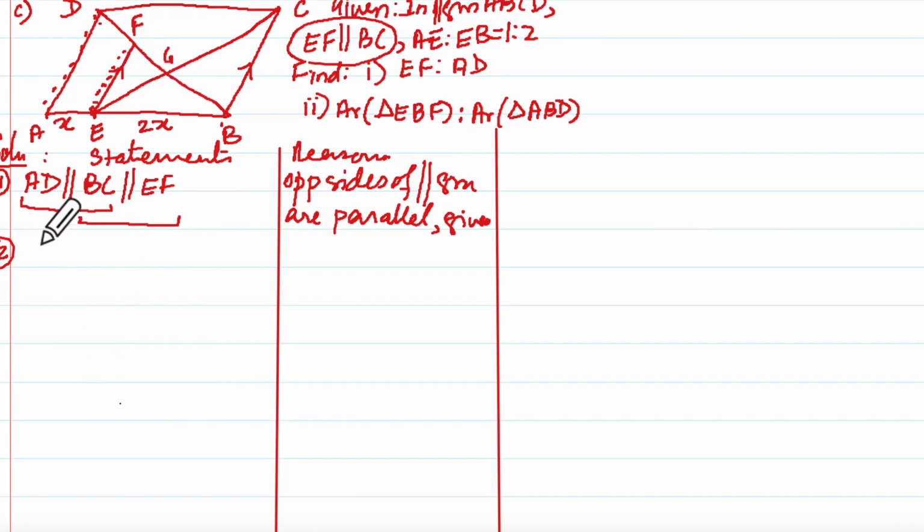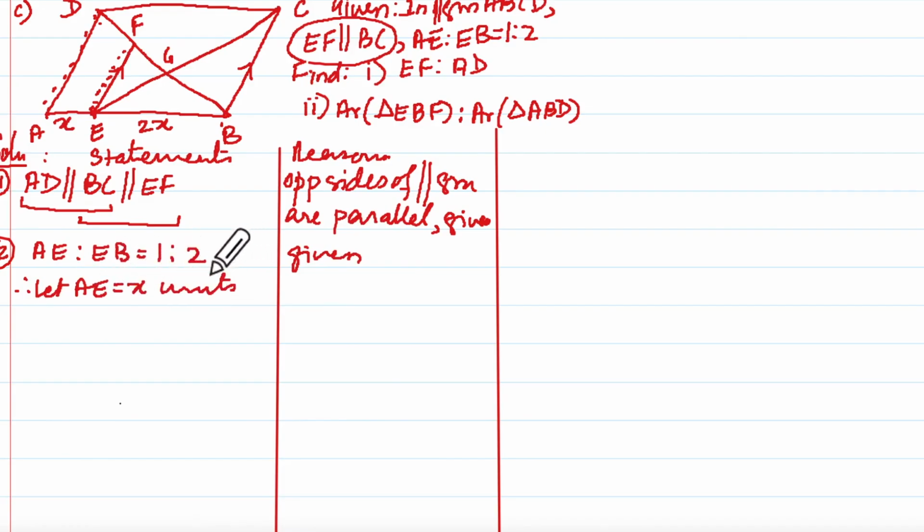We will write AE is to EB is equal to 1 is to 2. This again is given. Therefore, let AE equal X units and EB equal 2X units. If we write like this, our further calculations will be simpler. Then we will take this triangle, this one triangle and this one. So they have given us EBF, so we'll take also EBF.